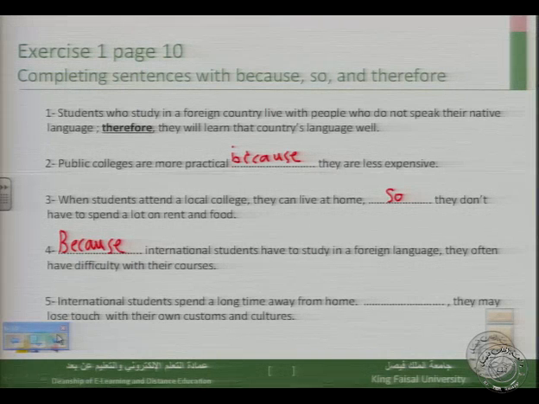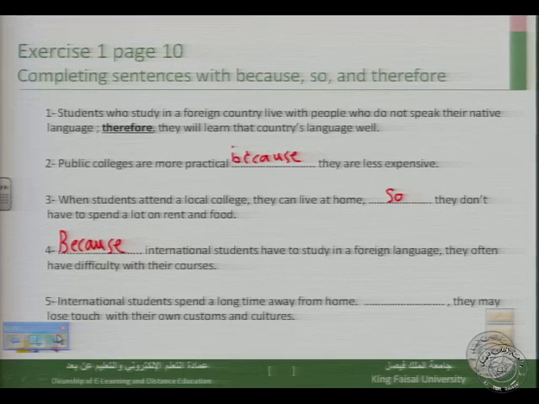We move now to sentence number 5. Sentence number 5 says international students spend a long time away from home, full stop, and we have a comma here. They may lose touch with their own customs and cultures. What do you think here? Is it a relationship of cause and result, or a relationship of effect, cause and reason, or effect and result? I think it's the relationship of effect and result, and here we have to use therefore.